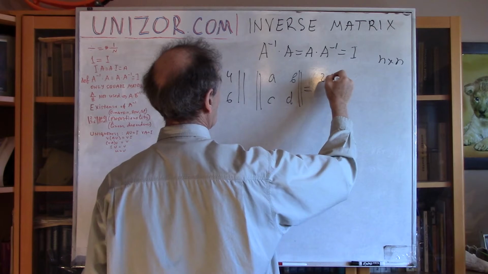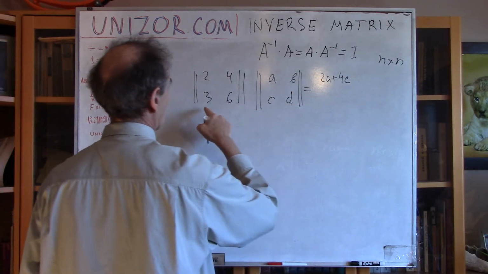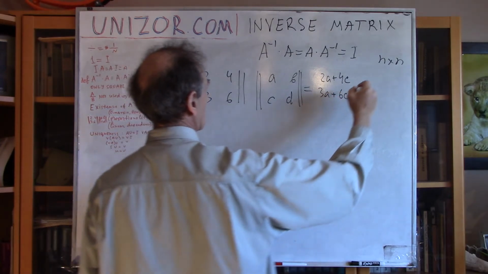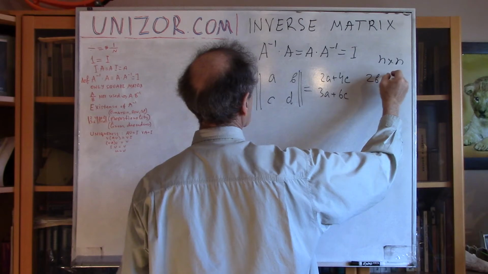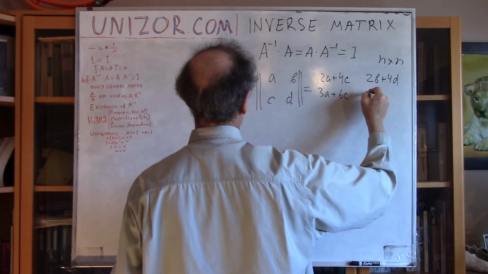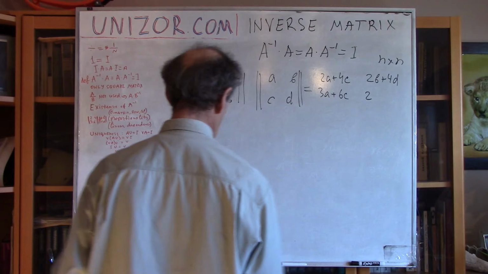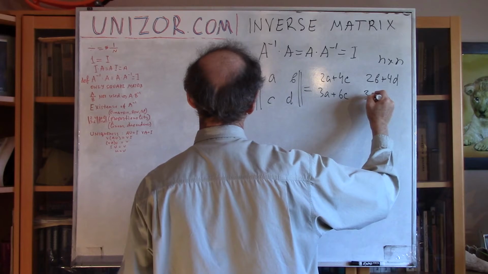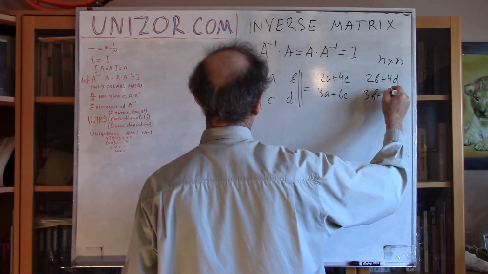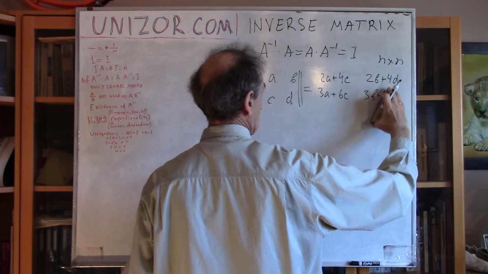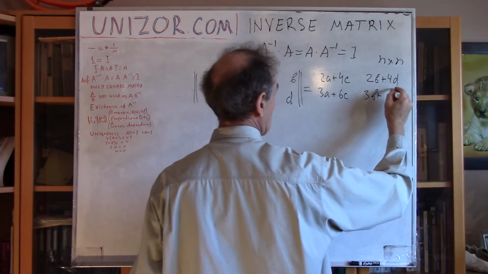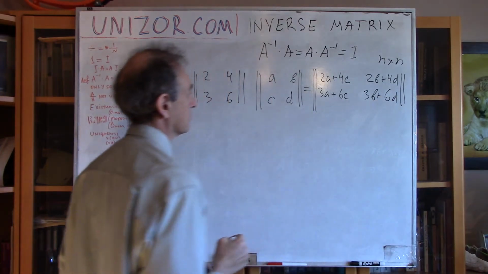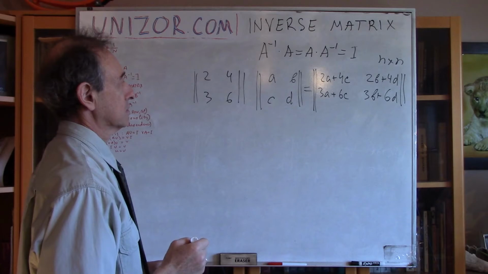2A plus 4C, 3A plus 6C, 2B plus 4D, 3B plus 6D. Right? That's my matrix. Now, what do we have as a result?